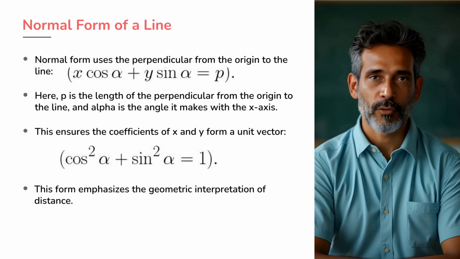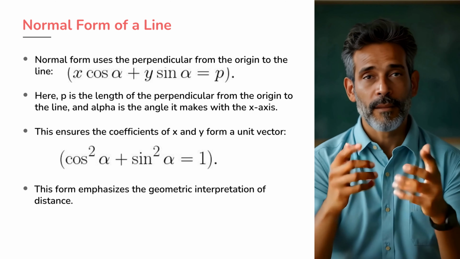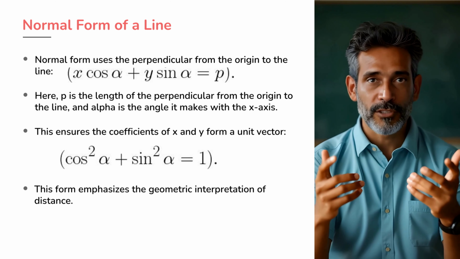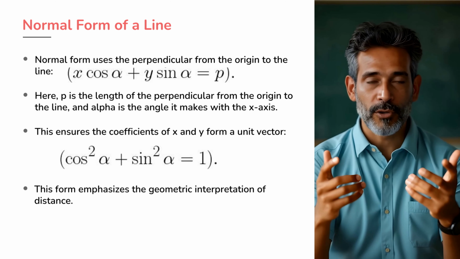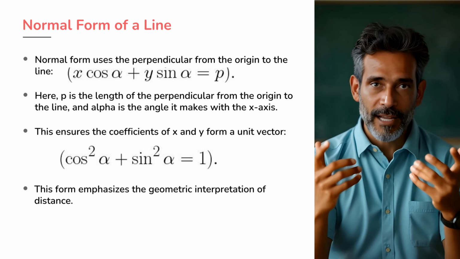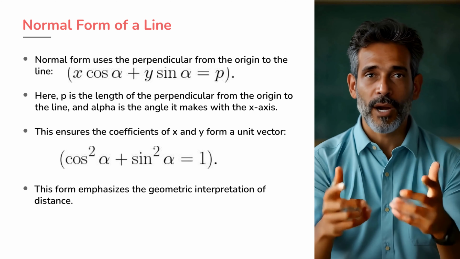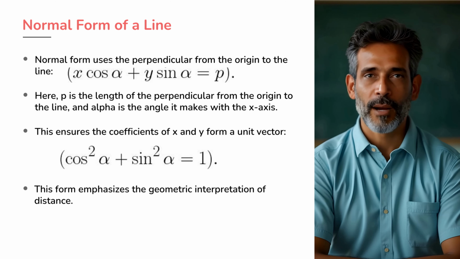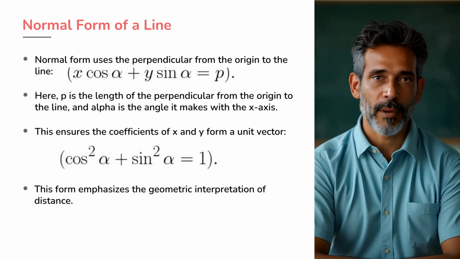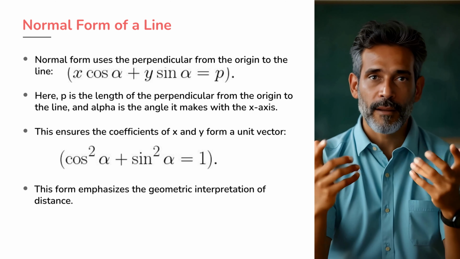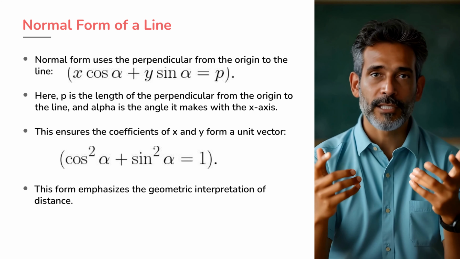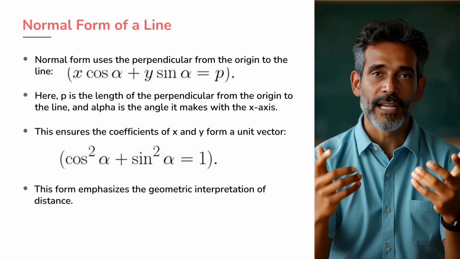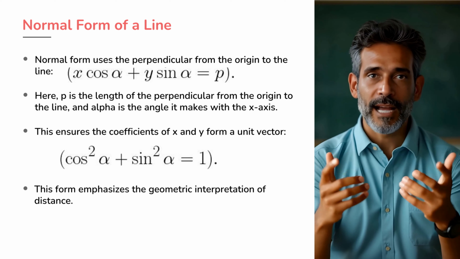So far, all forms relied on points or slopes. But here's a neat geometric perspective: the normal form. This uses the perpendicular distance from the origin to the line. The equation is x times cosine alpha plus y times sine alpha equals p. Said slowly, x multiplied by cosine alpha plus y multiplied by sine alpha equals p. Here, p is the shortest distance from the origin to the line, and alpha is the angle this perpendicular makes with the x-axis.